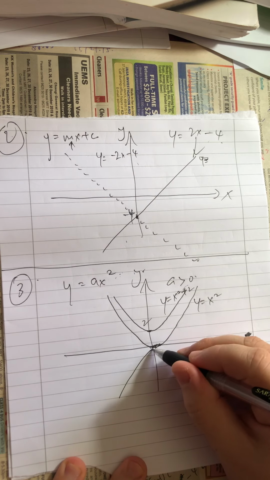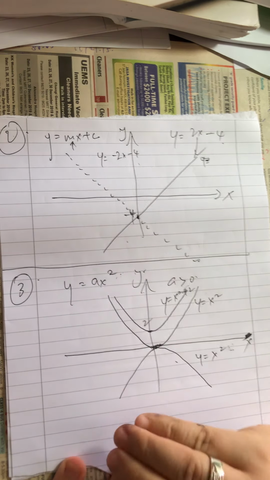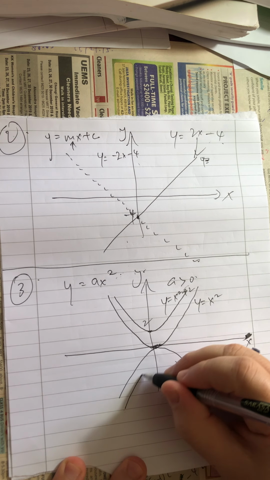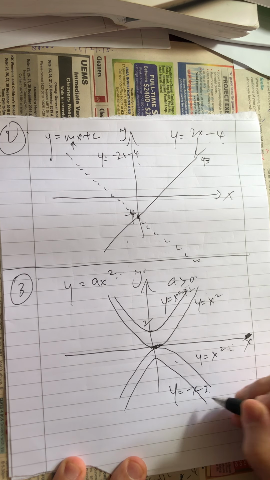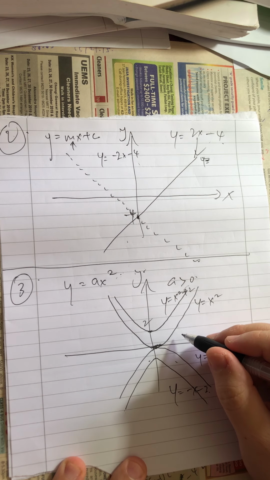But if a is negative, the graph will just flip over the x-axis. Same here for the other one, minus x squared minus 2. So you just flip over: minus x squared minus 2.